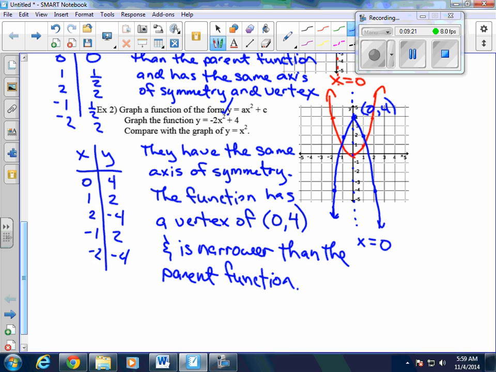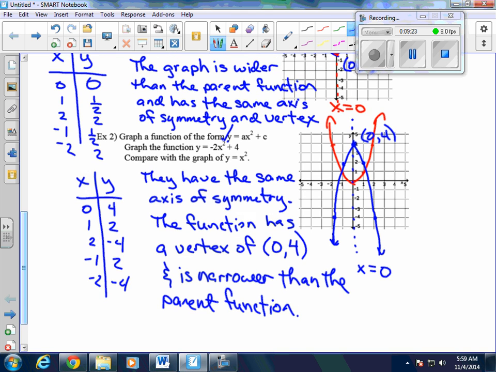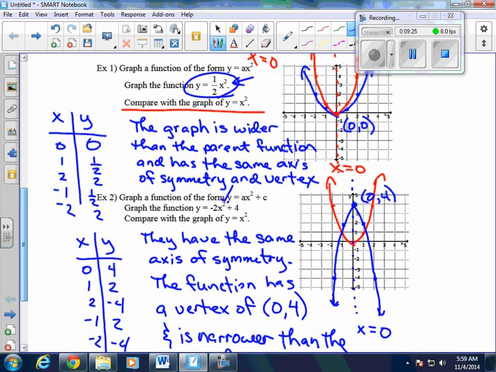Okay. So when we look at these graphs, notice here, when there was nothing behind it, the vertex was the same. It was at 0, 0. When we put the number +4 behind our vertex, what happened to it? Our vertex now became 0, 4. So this is really just a vertical shift. Okay? We're shifting that graph up.